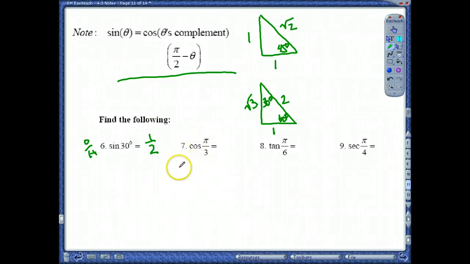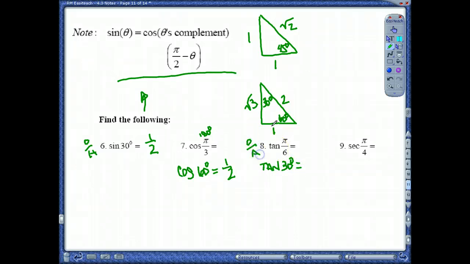Cosine of pi over 3, that's the same as the cosine of 60, because remember, pi is 180, so 180 divided by 3 is 60. So look at your cosine, look at your 60, adjacent over hypotenuse, so 1/2. But we also could have used this little identity up above. Tangent of pi over 6, that's the same thing as the tangent of 30 degrees. So that's opposite over adjacent. So there's my 30-degree angle. Opposite is 1, adjacent is square root of 3. So that gives me square root of 3 over 3.